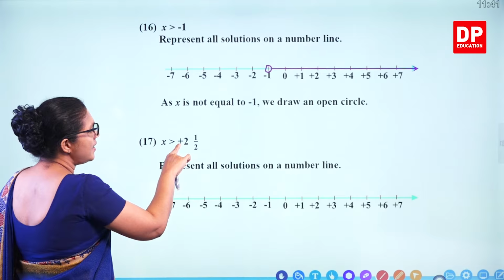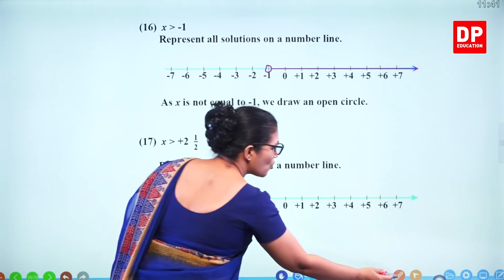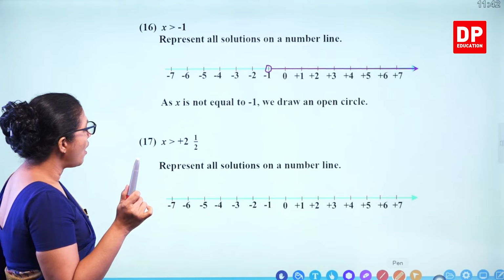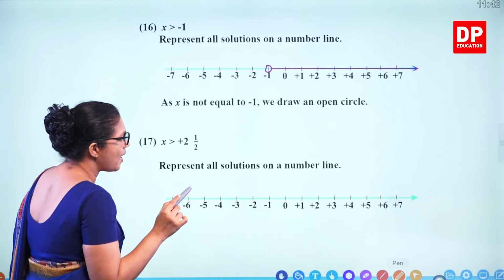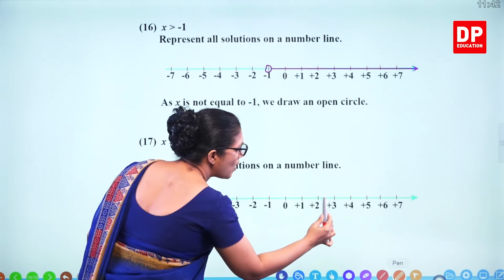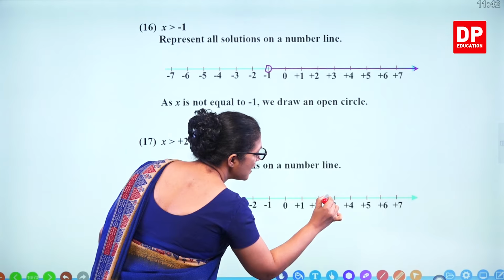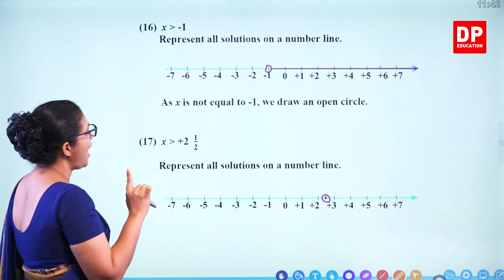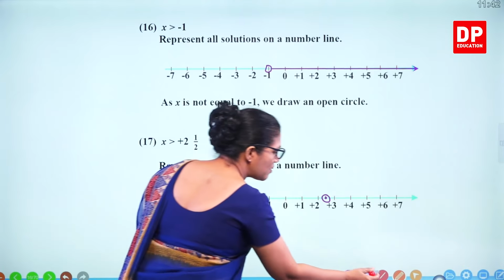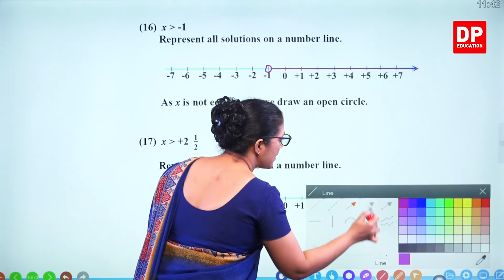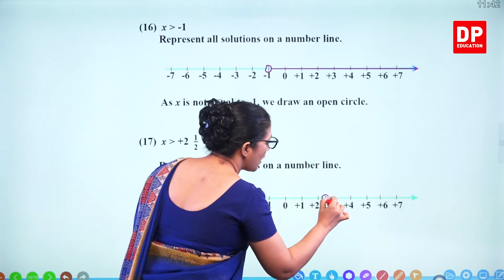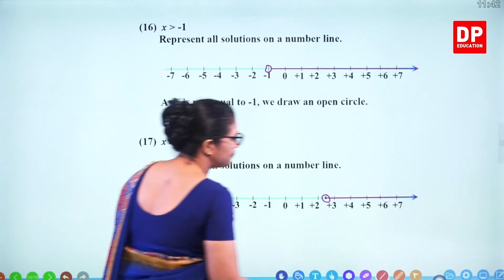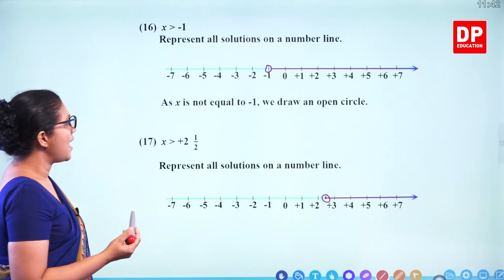x greater than 2.5. So what do we do first? This is not equal, so we can draw an open circle. 2.5 is in between 2 and 3. So you mark an open circle, that's 2.5. And then greater means towards the right hand side. So you can draw the arrow towards this side. That's greater than 2.5.